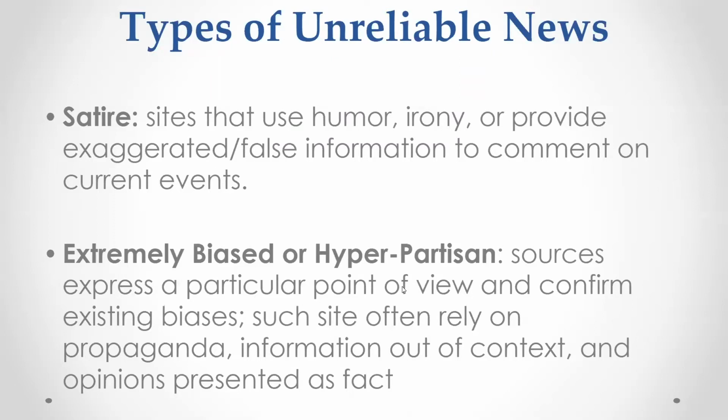Next, we also have the extremely biased kinds of unreliable news. These are sources that express a particular point of view and they confirm existing biases. These sites can often use propaganda or information out of context in order to present their opinions as facts.